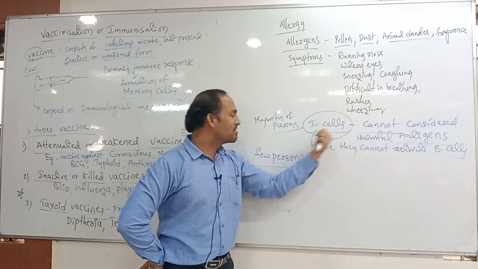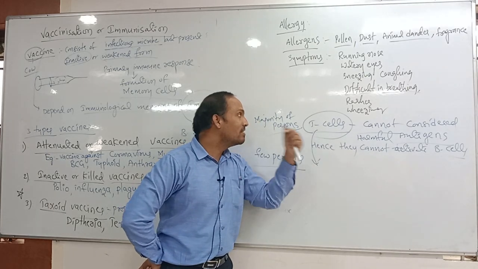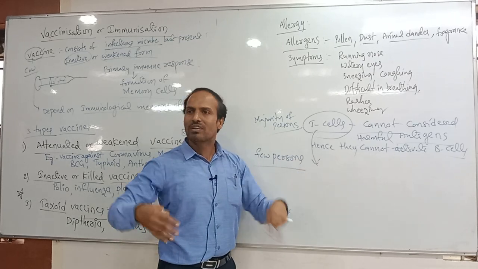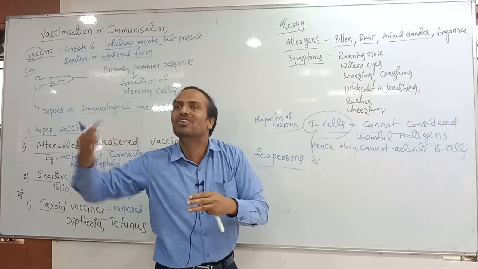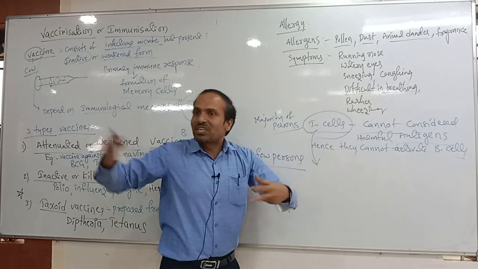So that is about few persons, and these are commonly, that is, T cells are completely overstimulated. It is called exaggeration, overaction we can say.